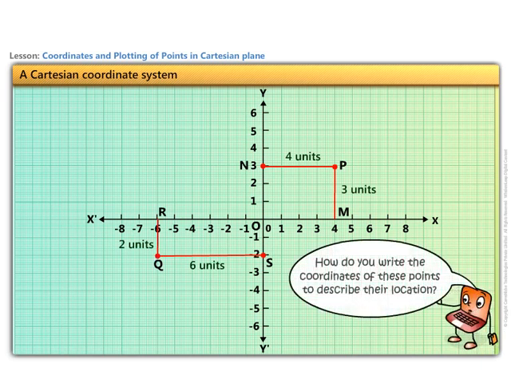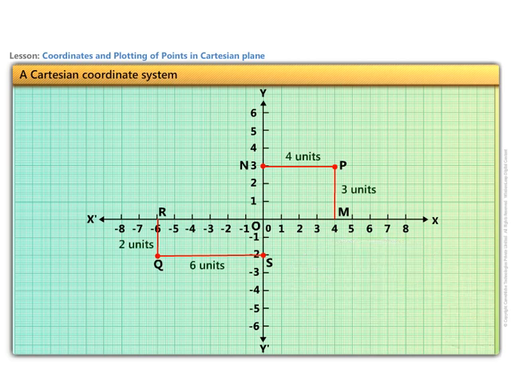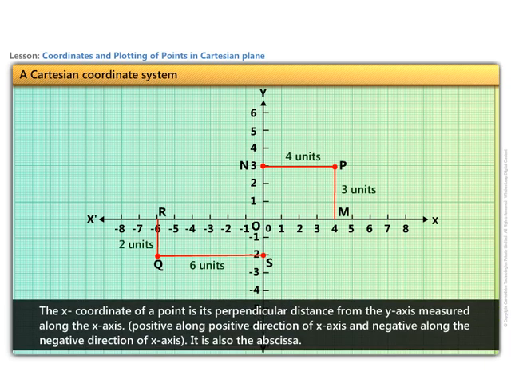How do you write the coordinates of these points to describe their location? We write the coordinates of a point using the following conventions. The x-coordinate of a point is its perpendicular distance from the y-axis measured along the x-axis, positive along positive direction of x-axis and negative along the negative direction of x-axis. It is also called the abscissa.